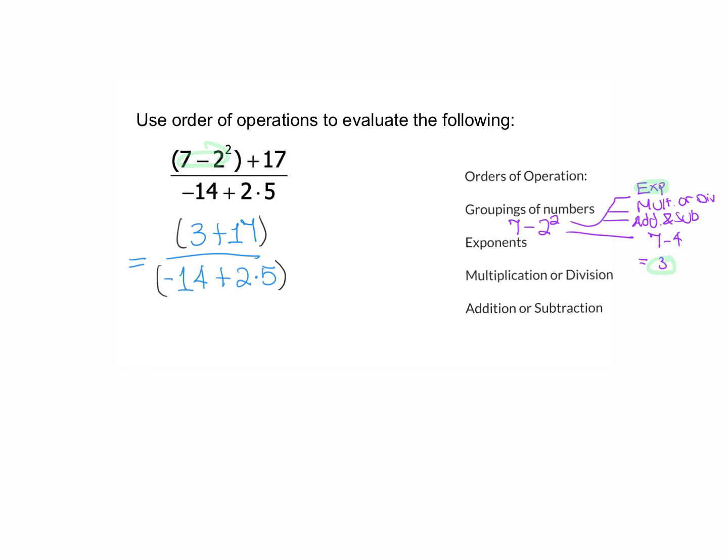So we're actually going to now evaluate 3 plus 17 in the numerator and negative 4 plus 2 times 5 in the denominator. So 3 plus 17, that's going to be 20. So I'm going to have 20 over negative 4 plus 2 times 5. 2 times 5 is 10. So negative 4 plus 10 is negative 4... 20 divided by negative 4 is negative 5, and I totally got some Halloween colors, which is great.